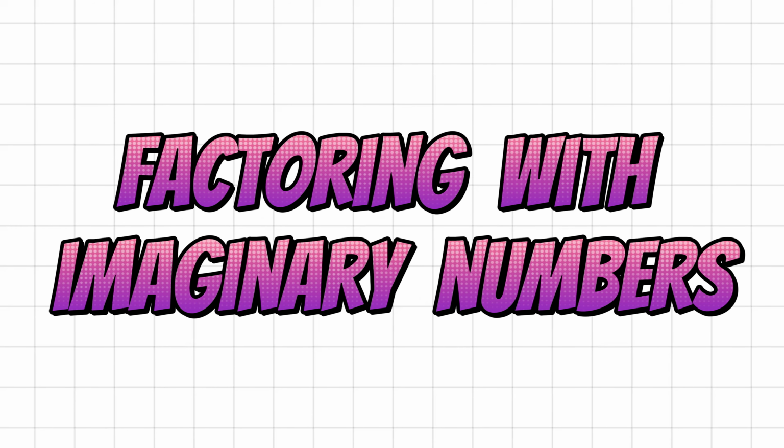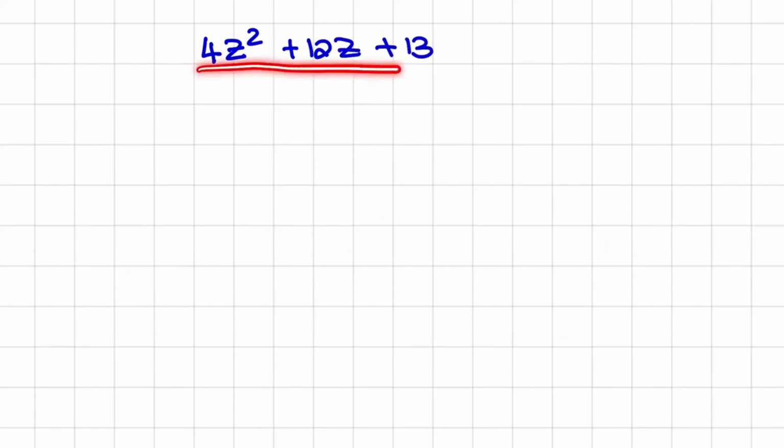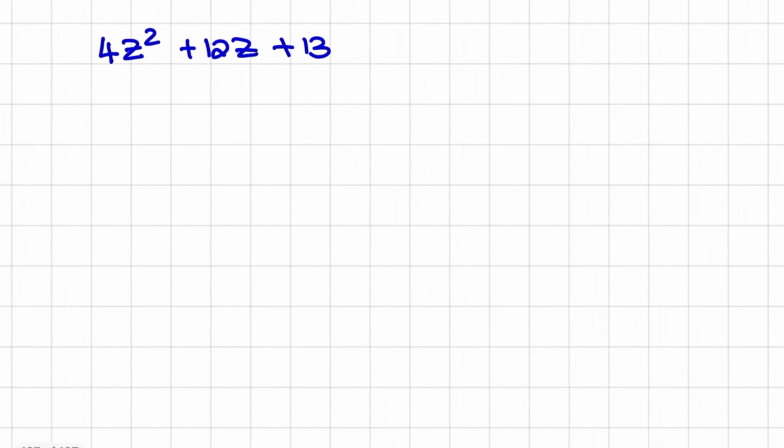Let's say we have 4z squared plus 12z plus 13. And again, we cannot apply normal trinomial factoring. So what we need to do is again apply completing the square. But for this example, I want to show you a slightly different method.